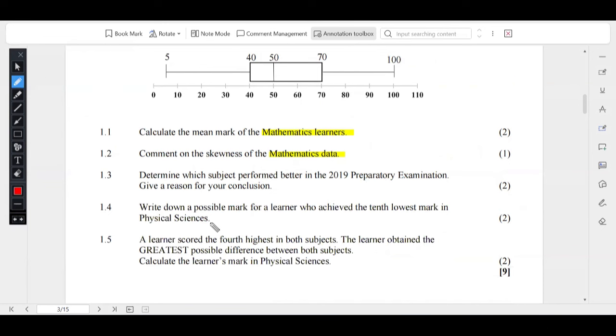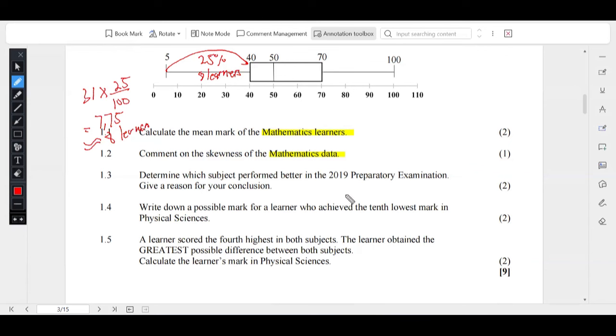So in physical sciences, we can see that we are given the box and whisker diagram. Now, remember, I said from minimum to Q1, this represents 25% of the learners, right? There are 31 learners. If we multiply by 25% over 100, let's see how many learners are in the lower 25%. So that will be 31 times 25%. This is 7.75, which we can say is approximately 8 learners, right? So we have approximately 8 learners within the lower 25%.